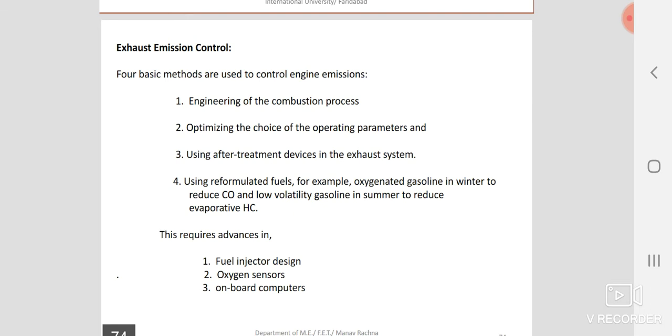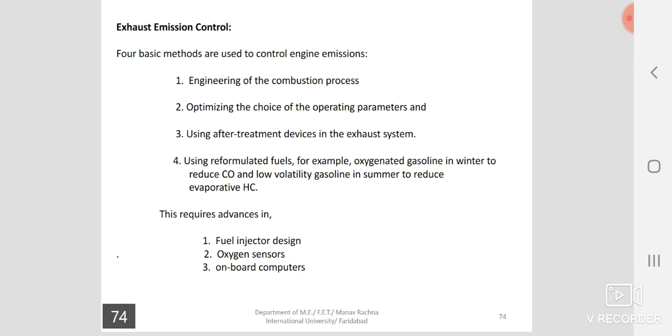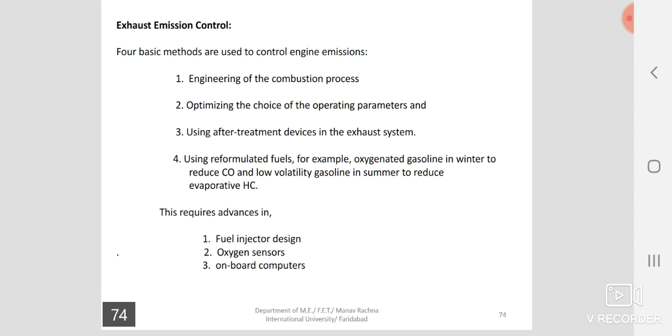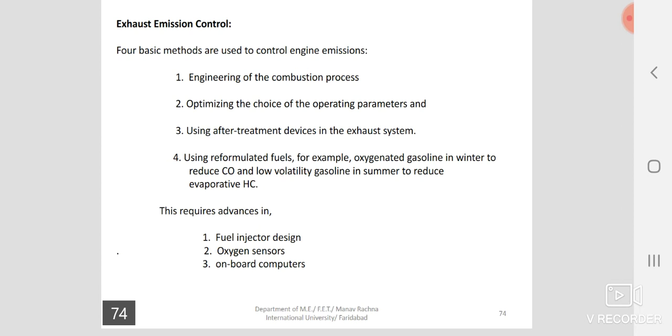And then using after treatment devices in the exhaust system. That means in the exhaust, as the gas goes out, we can put some treatment system through which the exhaust gases will pass, and as a result, the poisonous substances, the pollutants, carbon monoxide, carbon dioxide, and NOx, and whatever other pollutants, hydrocarbons, unburnt hydrocarbons, all these other pollutants can be decreased using certain materials. We'll talk about that in the next slides.